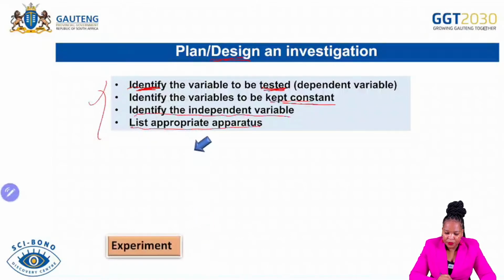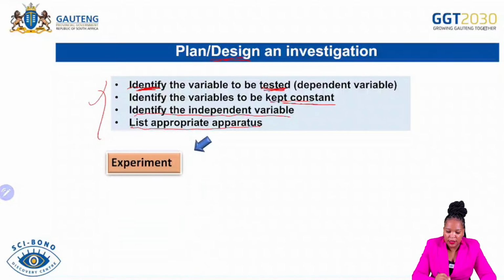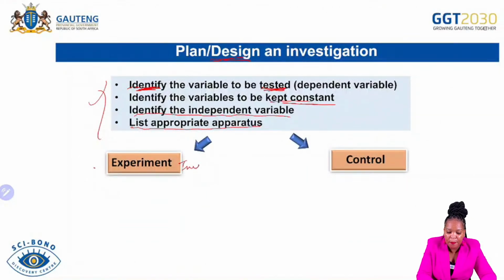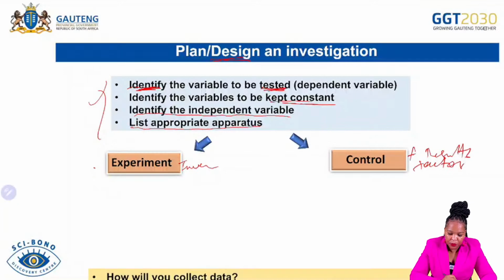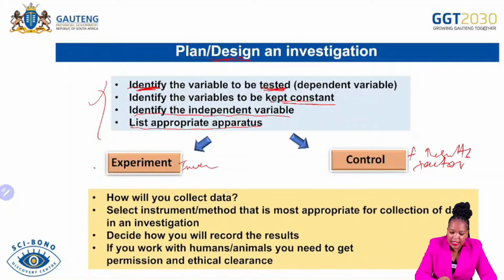And then the experiment. This is now the actual part you are doing, and then the control. Remember, the experiment is now the investigation part. Now, the control will be the one that gives you positive results, because it has the factor that you are investigating. Then, now, how will you collect the data? You need to think about this. How will you collect the data? And then select an instrument or the method that is most appropriate for collection of data in an investigation.